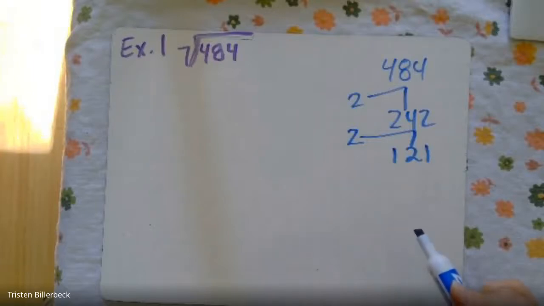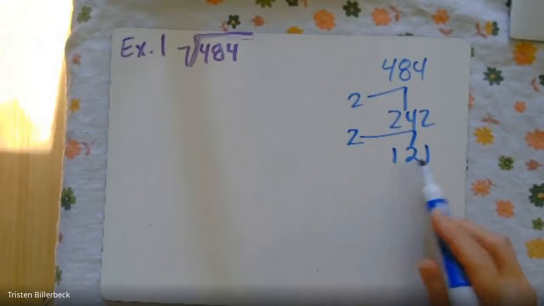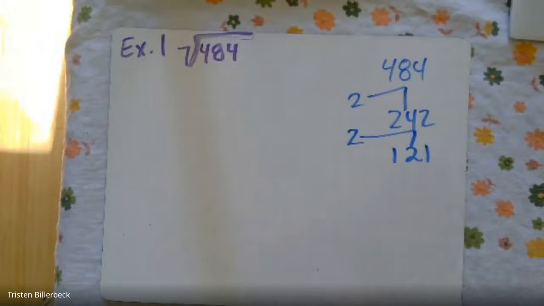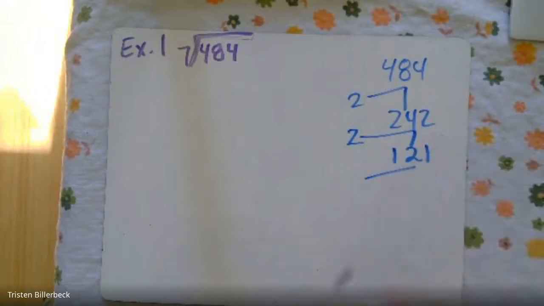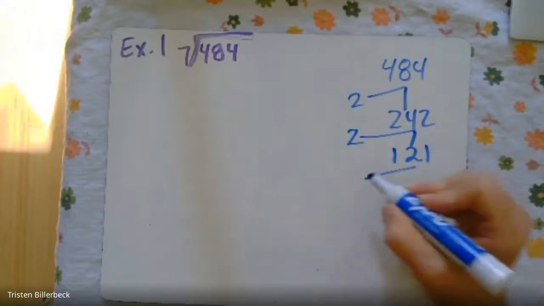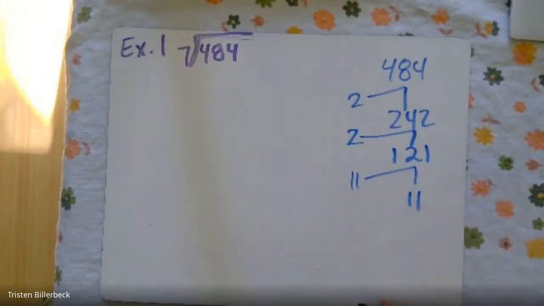Is it divisible by 7? If we divide by 7, we get 51 left over. Does 7 go into 51? No. So then we can try 11, that's our next prime number. Does 11 go into 121? Yes, and that's 11 times 11.